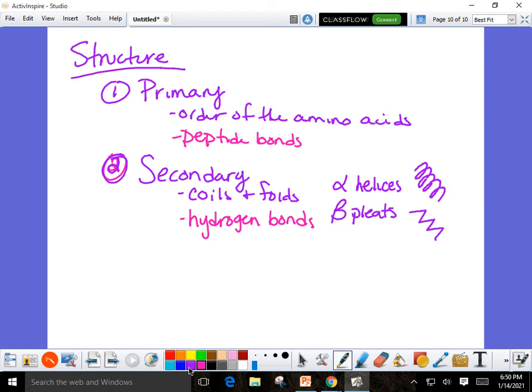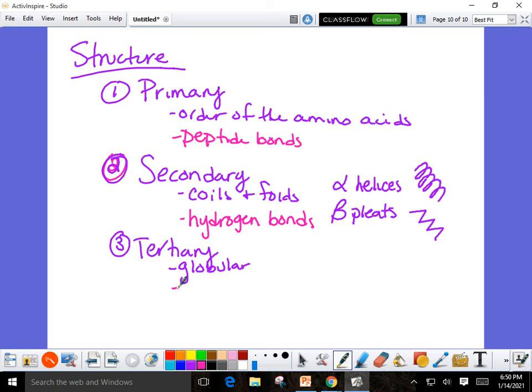Third level, surprise, surprise, is called tertiary. This is further bending and folding of that polypeptide chain that we originally built, and this essentially makes it turn into a globular shape. It's still more folding. It looks like a glob when it's finished. It's caused by a couple of things.